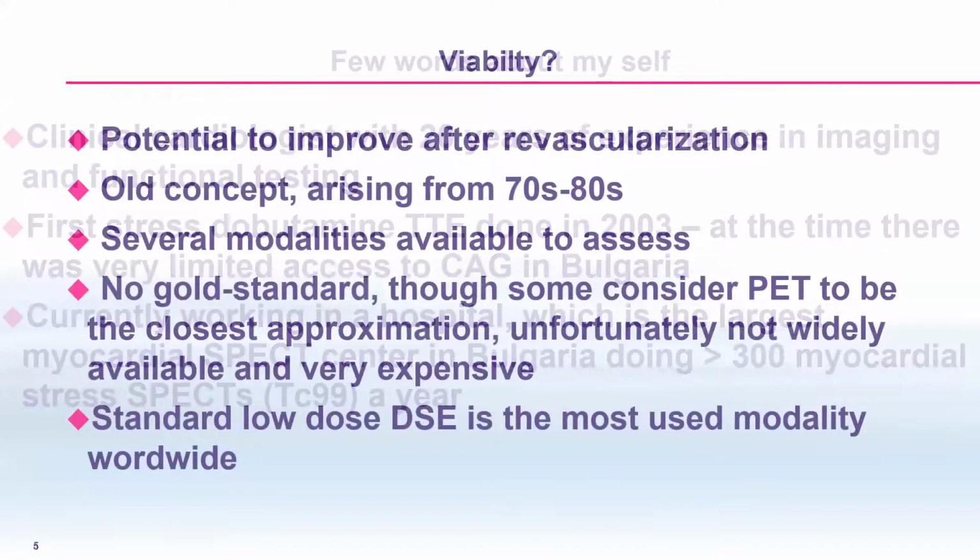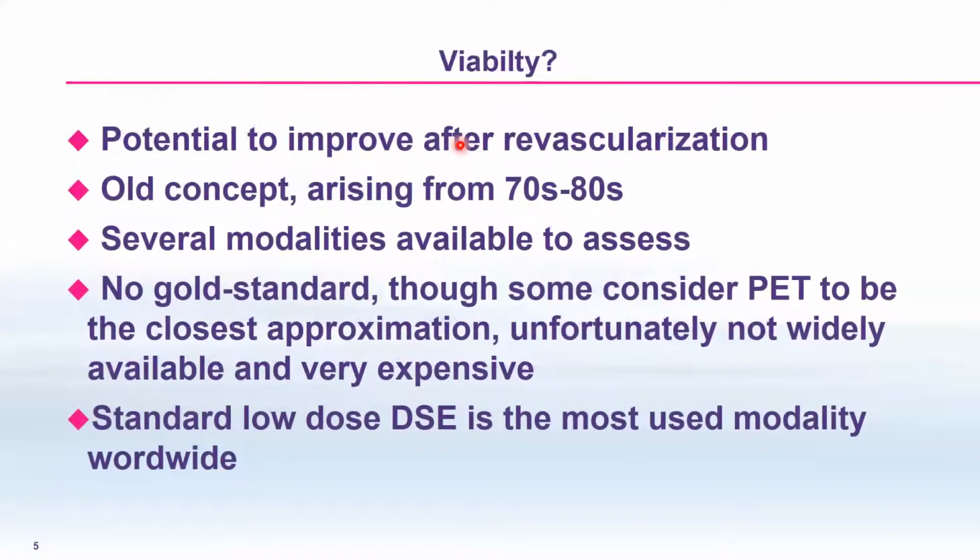What is viability? Well, it's very simple. It's the potential of the segment to improve after revascularization. It's a very old concept. It was developed in the 70s, then it developed further in the 80s, and we have several modalities to assess it. There is no gold standard, although some people consider the PET to be the closest approximation to gold standard. It's extremely expensive, and I'll give you the prices at the end so you can compare the modalities. And unfortunately, it's not widely available.